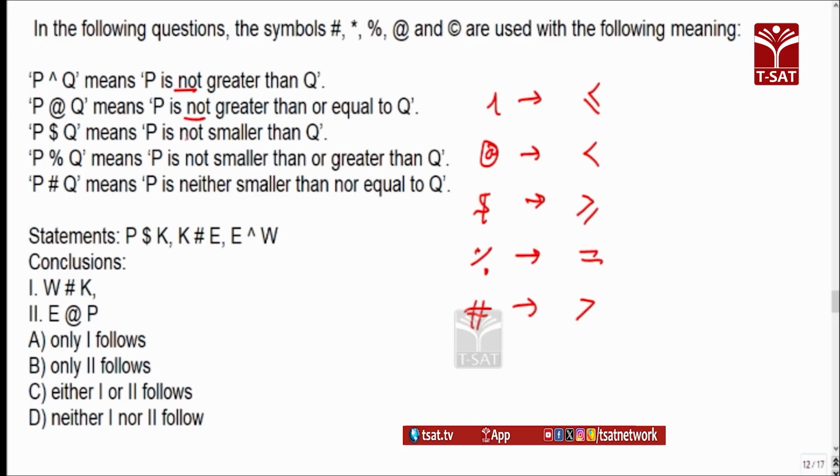Not means no, so we have to take the opposite. P is not greater than Q. Since he said not greater than, we should not take greater than here, so we take smaller than or equal to. So, we are taking it like that.